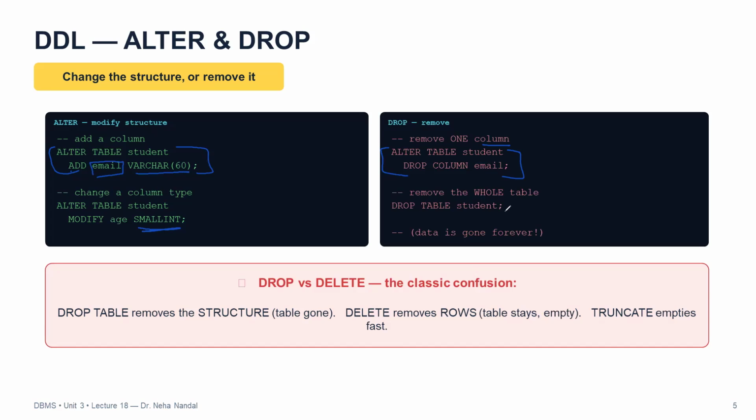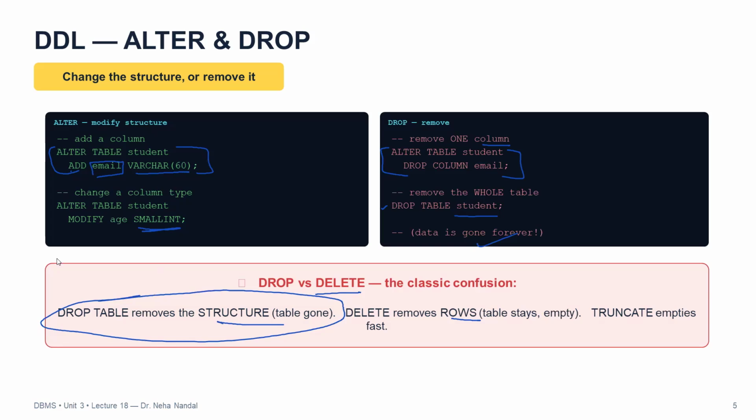Okay, so to remove the whole table: DROP TABLE, then the table name, that is student. So the data will be gone forever. Fine. So DROP TABLE will remove the structure. But the DELETE command, that will come further, will remove the rows, so it will work on the data. Right now we are working on the structure, that is DDL. That is a DDL command.